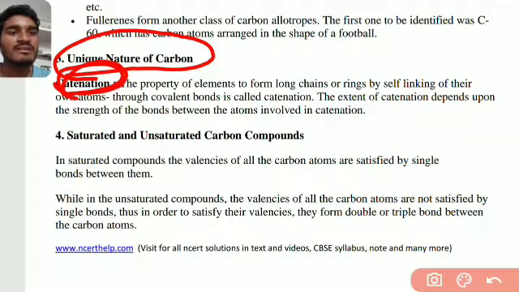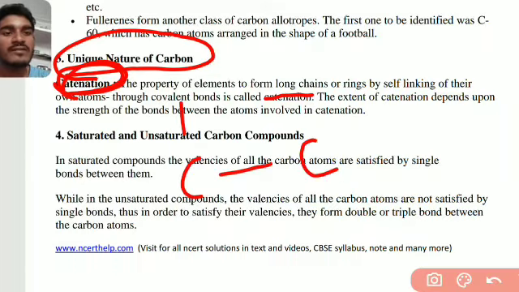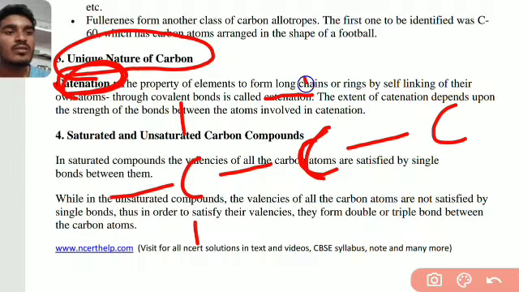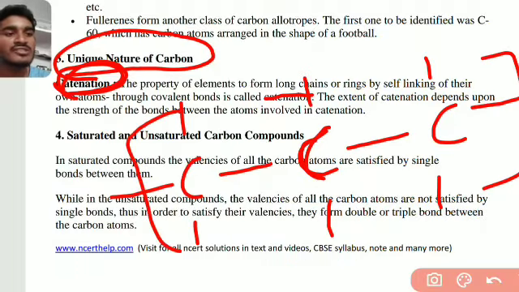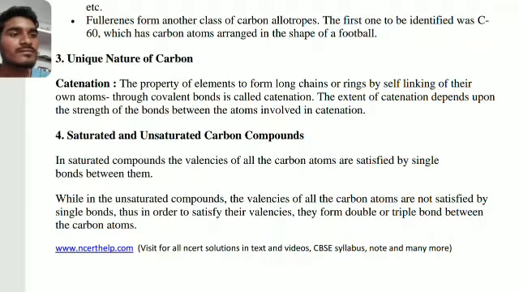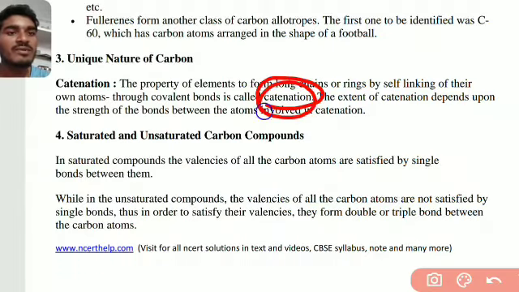the property of elements to form long chains and rings by self-linking of their own atoms. For example, this is a carbon and this is a carbon. It forms its own linkage. Okay, own linkage. We call it catenation power. It has high catenation power, right? This is the unique nature of carbon, so we call it catenation power. This is a very important catenation.